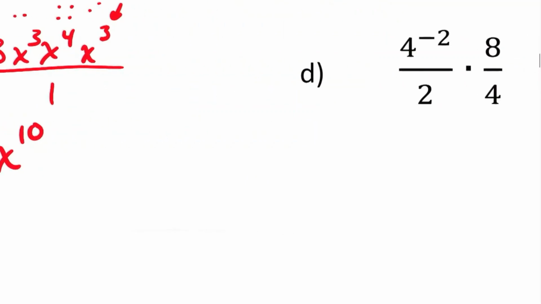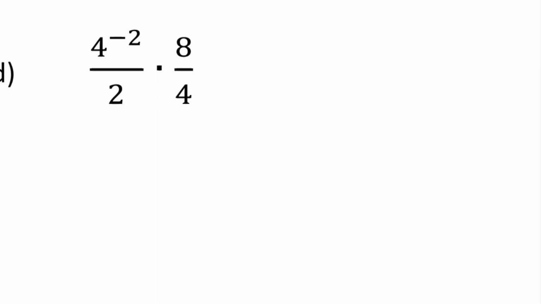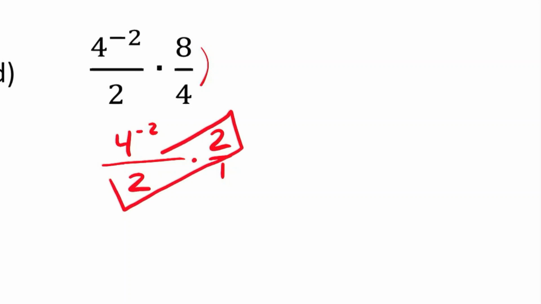And then our last problem is all numerical, and of course we could use a calculator to evaluate this, but I'm not going to. 8 divided by 4 is 2. So I'm going to just write this as 4 to the negative 2nd over a 2. And then this is just 2 over 1, right? 8 over 4 is 2 over 1. Well, this is multiplication. So these two, right, do form a giant 1. 2 over 2. What am I left with? I'm left with 4 to the negative 2nd power.